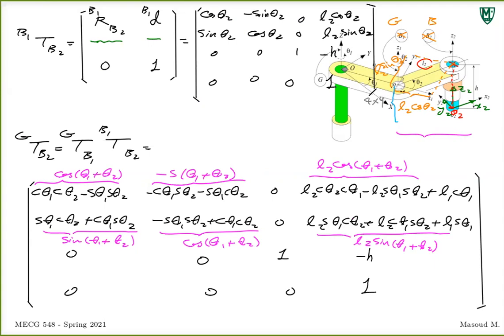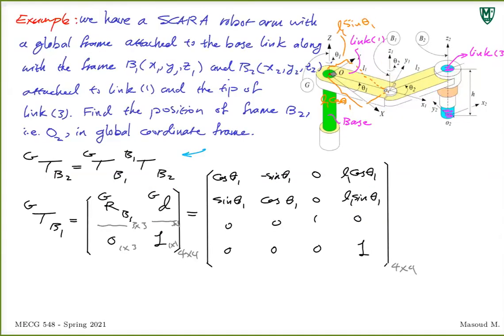Now, what was the process? Half of you probably lost by now. Why were we even doing this? We wanted to find the position of frame B2 in the global coordinate frame. So this frame right there, and by that we mean the origin of that frame. We wanted to find this position in G. Now that we have the transformation matrix from B2 to G, all you need to do is find the position of O2 in frame B2 and use the transformation matrix to take it back to the global coordinate frame.